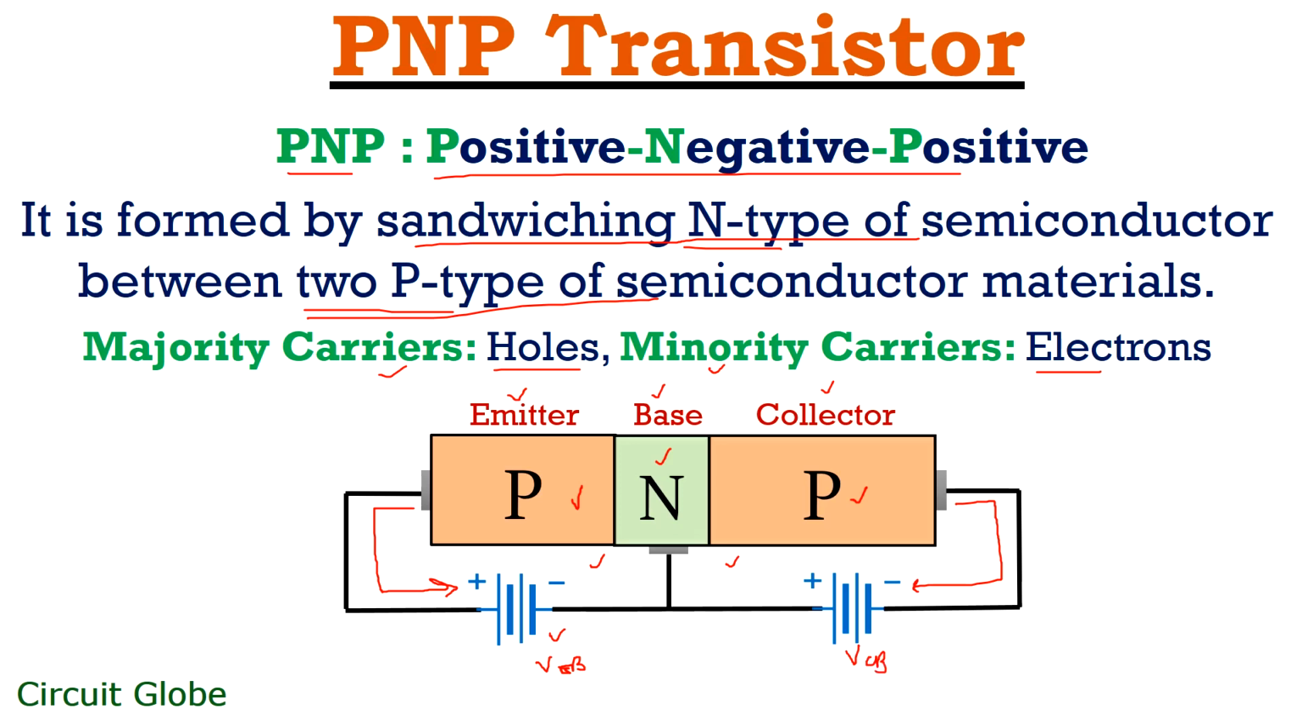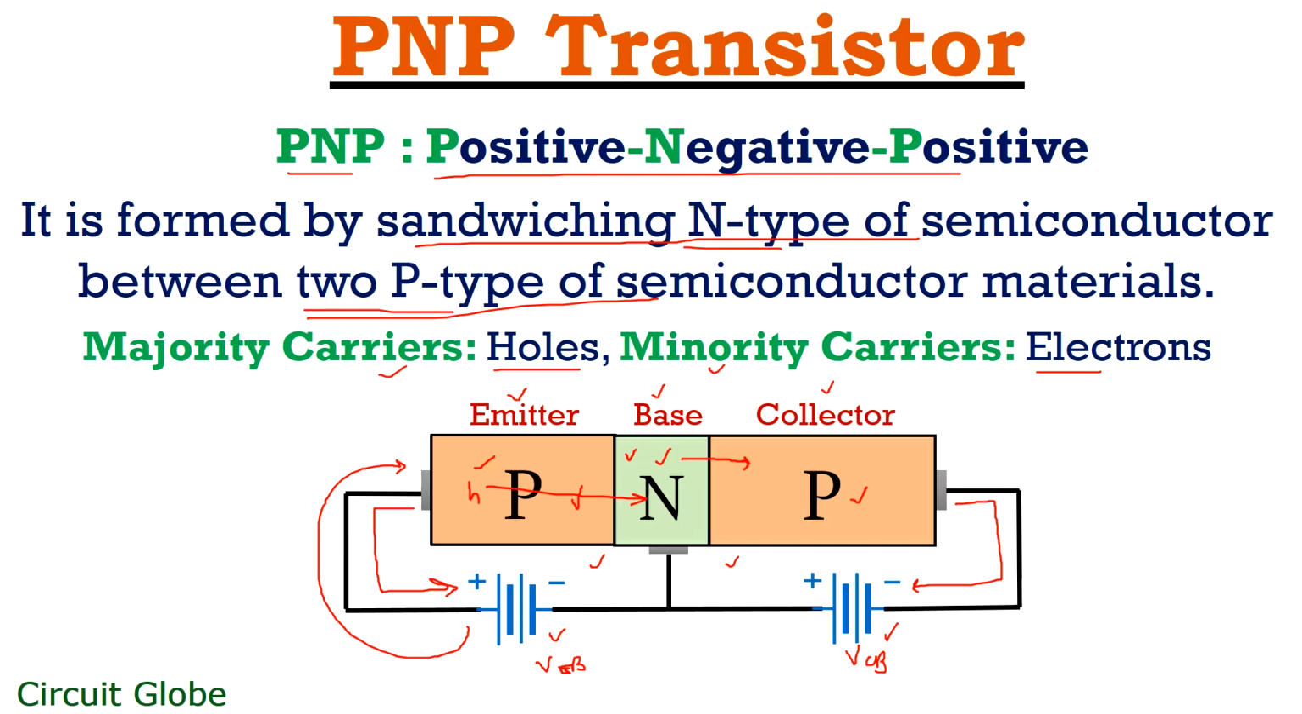Now let's understand how a PNP transistor operates. The majority charge carriers of this P region, that is holes, experience repulsion from this positive terminal of the battery. On experiencing repulsion, holes move towards the base region after overcoming the barrier potential. Once reaching the base region, the holes combine with the electrons of this lightly doped base region. After recombination, the rest move towards the collector region.